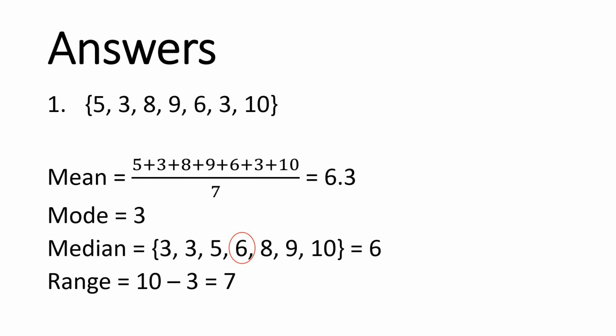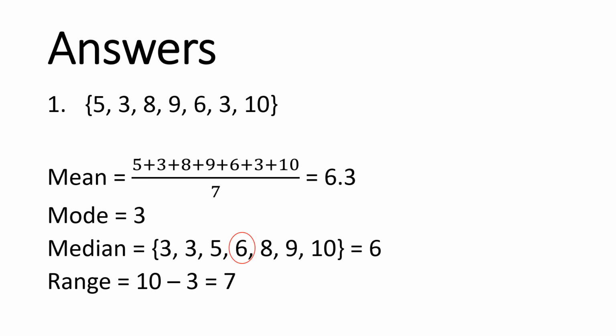If we look at our first set of data, 5, 3, 8, 9, 6, 3 and 10. First, let's calculate the mean. So 5 plus 3 plus 8 plus 9 plus 6 plus 3 plus 10 divided by 7 equals 6.3. So the mean of this data is 6.3. The mode, we can see that 3 occurs twice in this data set, so the mode equals 3.